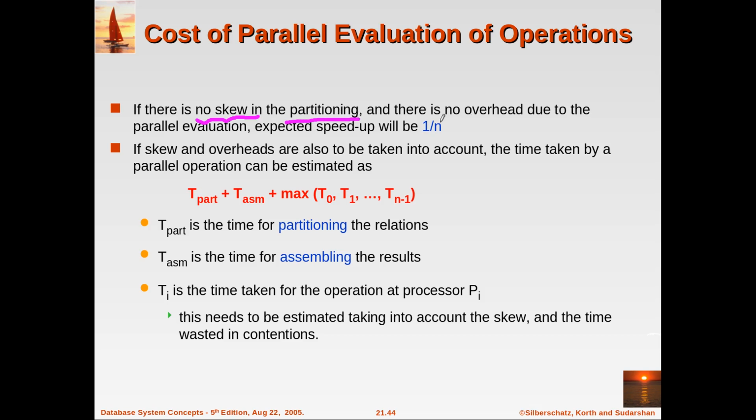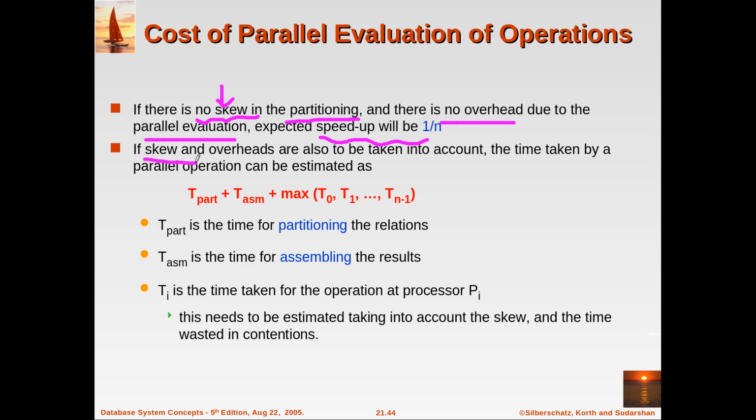There is no overhead due to the parallel evaluation. All the processors will execute the task within a given time. There will not be any imbalance between the different processors, and there will not be any extra time taken for the completion of the entire task. If this is the situation, that is, if there is no skew, the expected speed up will be 1 by n, where n is the total number of processors or total number of disks available.